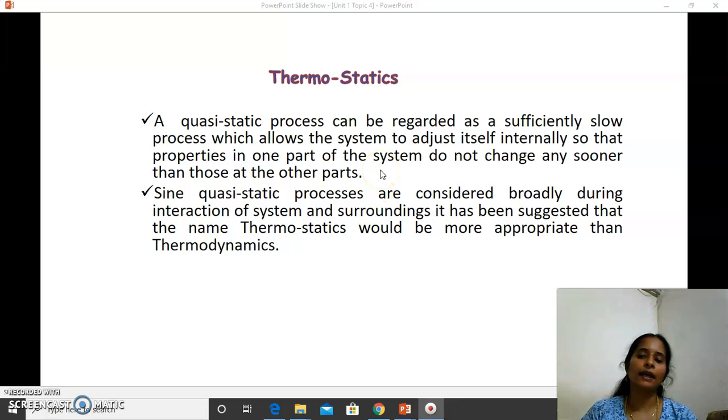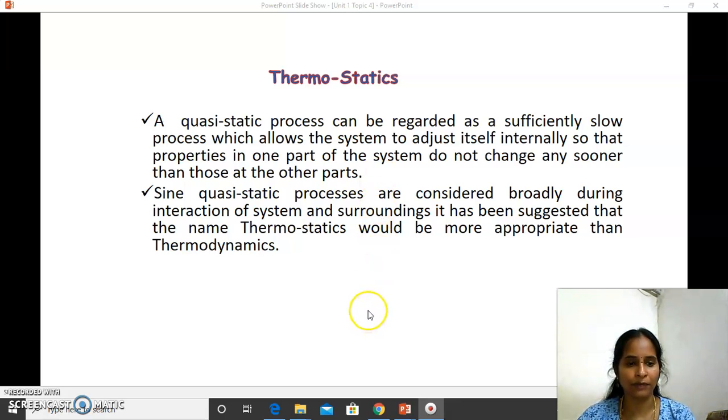Here this subject is named thermodynamics, that you know very well. One more debate is there: instead of keeping this subject's name as thermodynamics, we can also call it thermostatics, since we are considering only the change of the system, or all the processes should be in a static equilibrium condition.